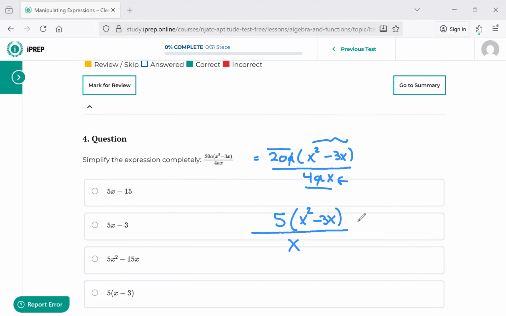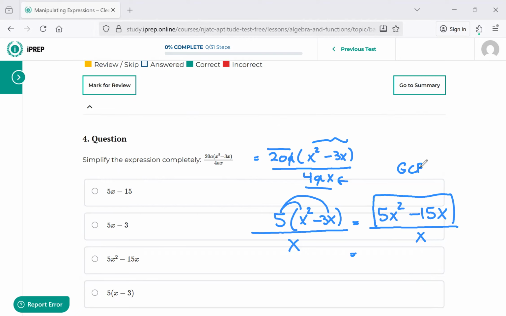Okay. Now what I would do is FOIL out this 5. So 5 times x squared is 5x squared. 5 times negative 3x is negative 15x. And then it's all over x. Now what I'm going to do is divide everything by x. Or what you could do on the numerator is factor out a GCF, greatest common factor. And it looks like you could factor out a 5 and an x, right? Yes, you can. On the numerator, you can factor out a 5x.